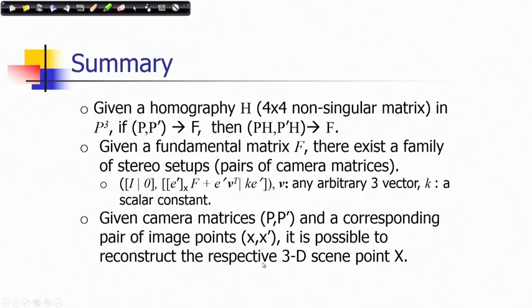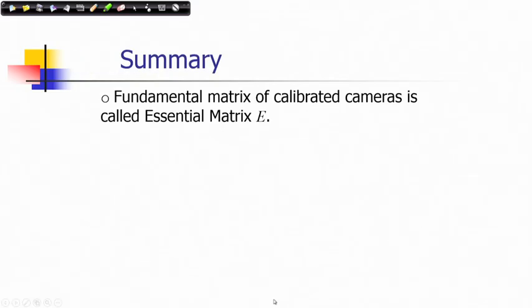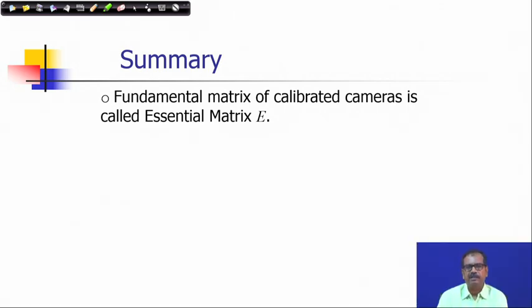Then given camera matrices P, P prime and a corresponding pair of image points x, x prime, it is possible to reconstruct the respective 3D scene point X. We have discussed 3 approaches for this. One of them was using the triangulation geometry. The second one was using geometric reprojection error with a nonlinear optimization technique, and the third one is the algebraic form of the triangulation approach. That is how we can derive the structure.